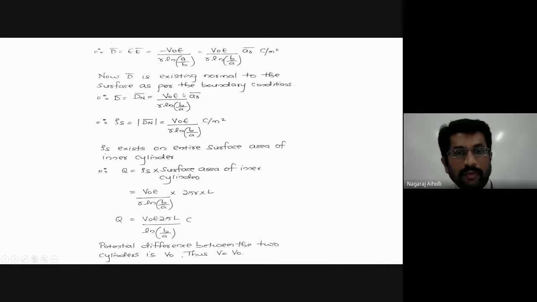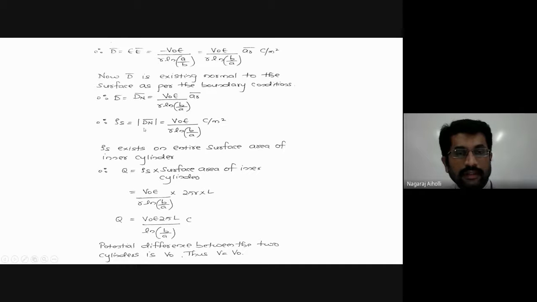We know at the boundary between conductor and dielectric, D bar is normal. Recollect the boundary condition between conductor and the dielectric equations. We got D bar as equal to Dn bar. The tangential component is 0 there, that is at the boundary between the conductor and the dielectric. Therefore, D bar equal to Dn bar. This is given by V naught epsilon divided by R ln B by A, AR bar.